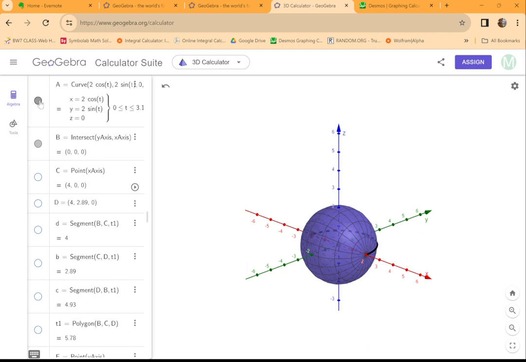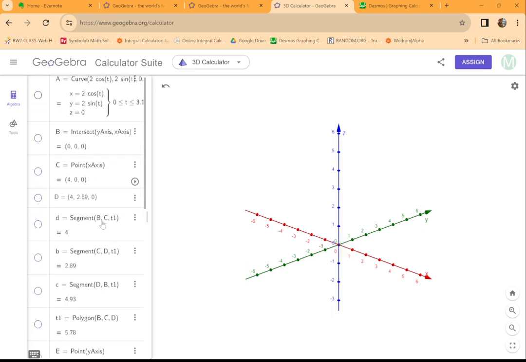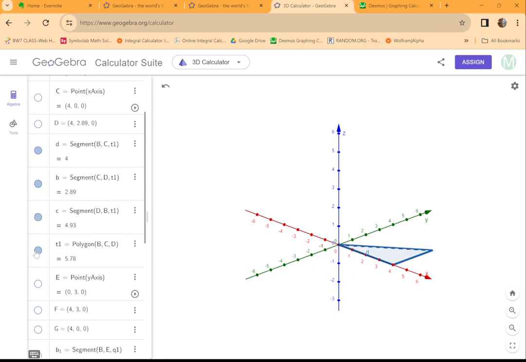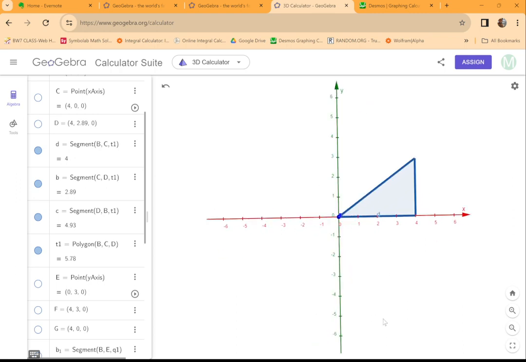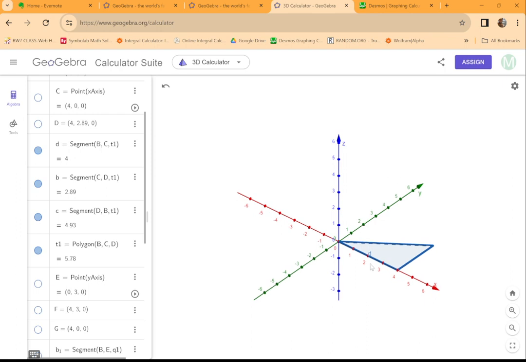So here, let's take a look at another figure. Let's say we had this triangle. I'm going to rotate this triangle in two-dimensional space about the x-axis to get a three-dimensional object here.